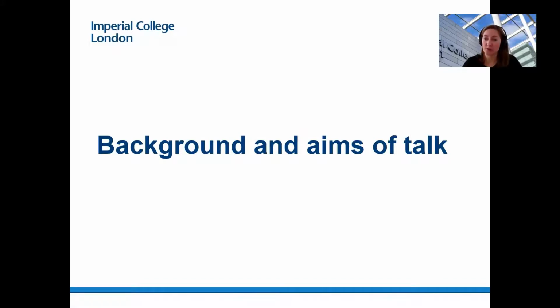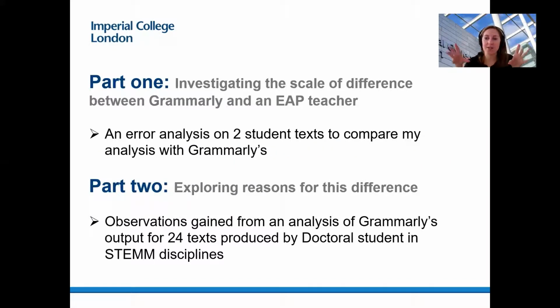So I'm going to look at two things today. First of all, we're going to have a quick look at the scale of difference between Grammarly's output and my output of a student text, just to see the scale of difference. And then we're going to be looking at reasons for this difference. So how is Grammarly approaching a student text that differs from how an EAP teacher would approach a student text? And I'm going to share my observations from looking at 24 student texts produced by my doctoral students. So first of all, let's have a look at the scale of difference.